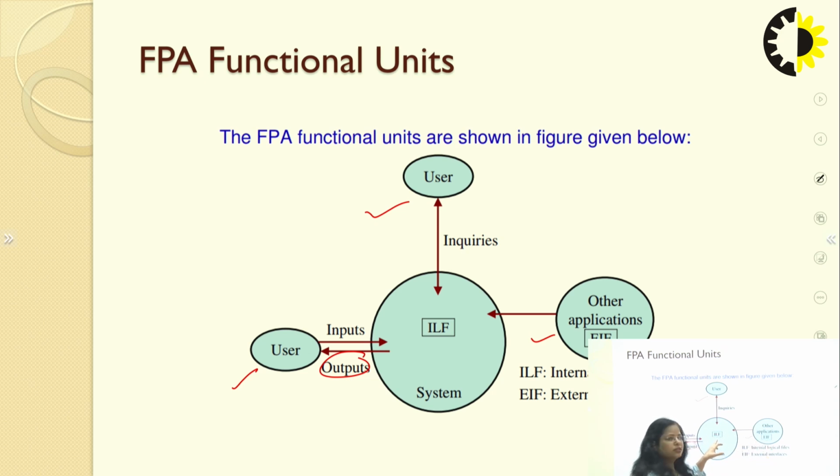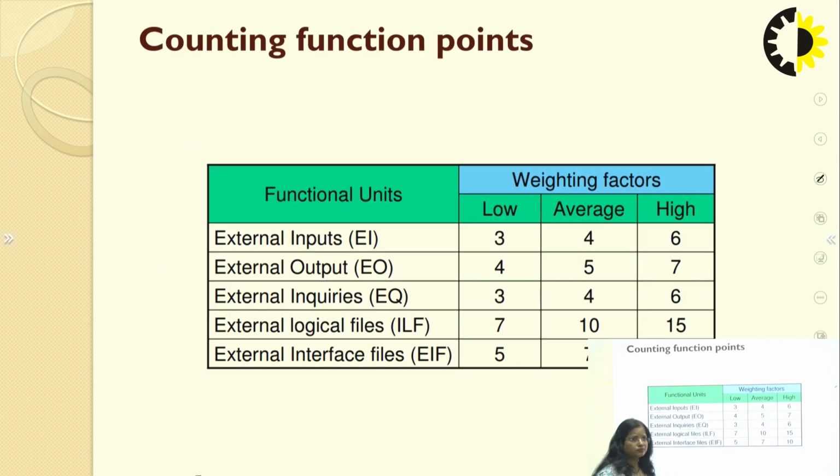For this system, the files are internal logical files, but for the other system, this EIF is used as external. If the user sends some inquiries to the system and the system responds to them, these are the different types of functions we need in function point analysis. Now, counting function points: to calculate the size of the application, we need these types of weighting factors.